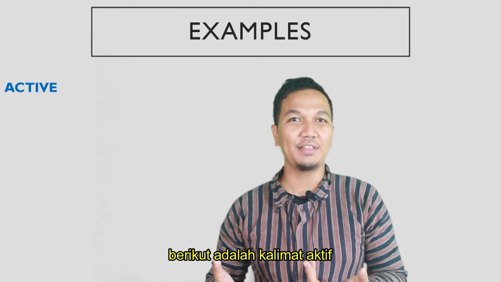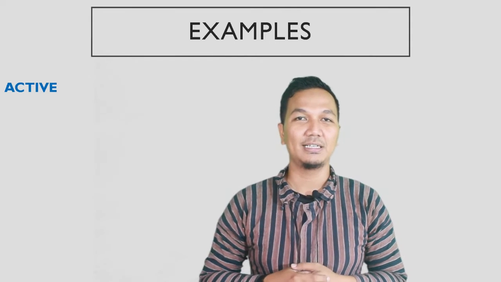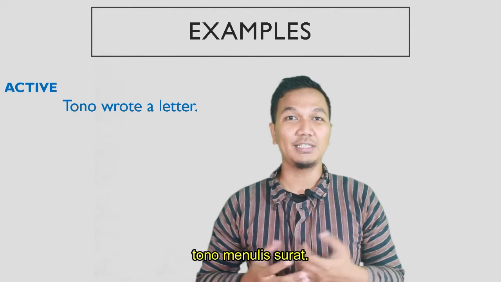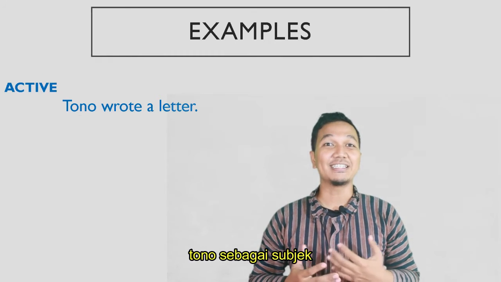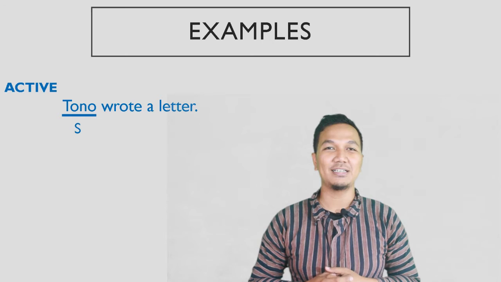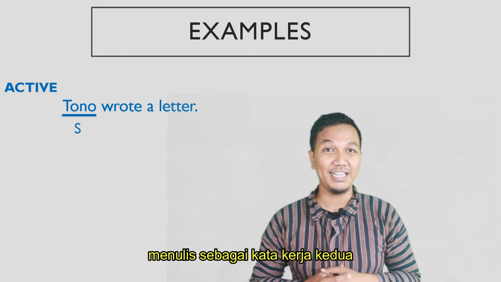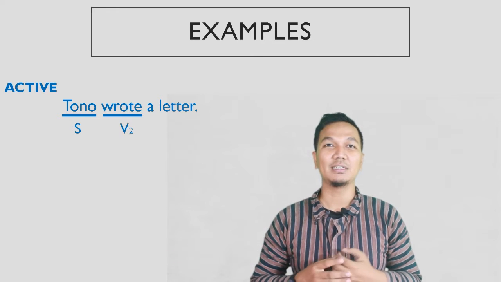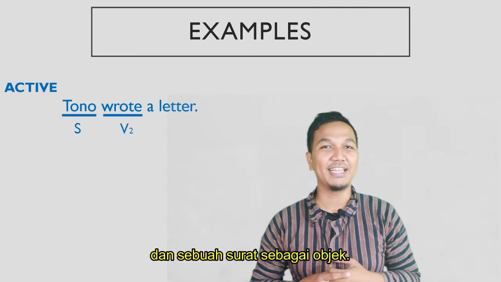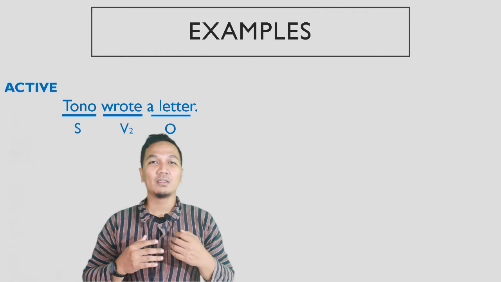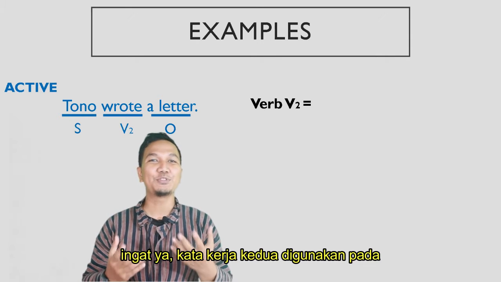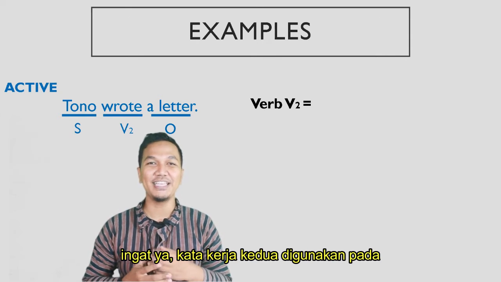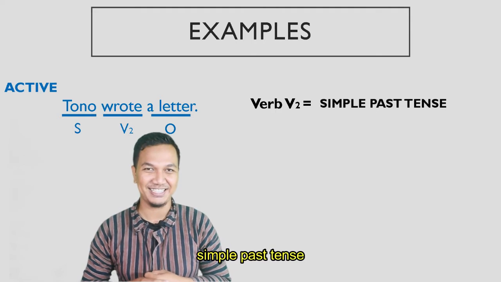Here we have the active: Tono wrote a letter. Let's mark it. Tono is a subject, and wrote is verb 2, and a letter is an object. Why do we use verb 2? Remember, verb 2 is used only in simple past tense.